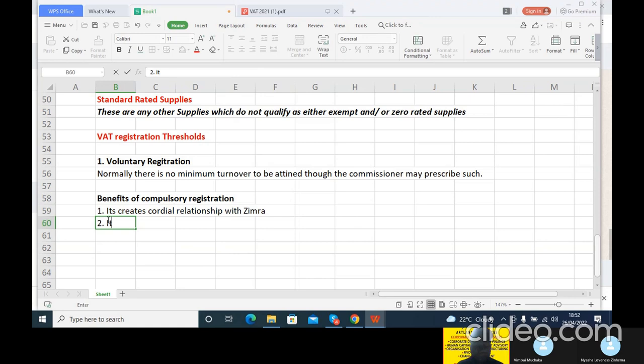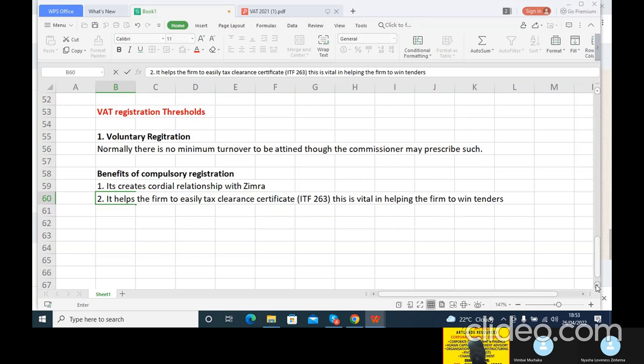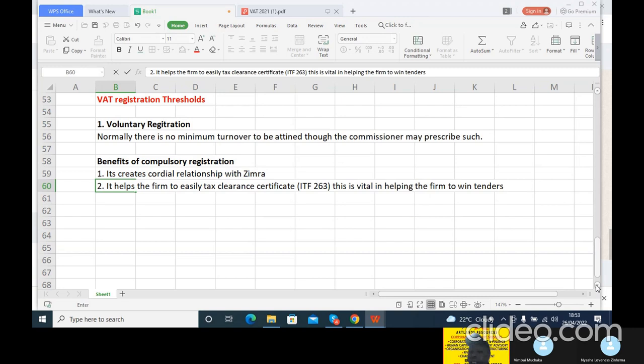Number two, it helps the firm easily get a tax clearance certificate. Some call it ITF 263, ITF meaning Income Tax Form 263. This is vital in helping the firm win tenders. If you do have a tax clearance certificate, you benefit quite a lot, especially when it comes to winning tenders. When doing business, you are asked whether you have a tax clearance certificate before they give you a tender. If you don't have that, you may not get the tender. So if you volunteer to register for VAT, you can get that clearance certificate easily.